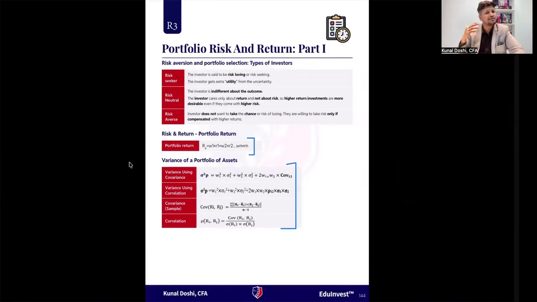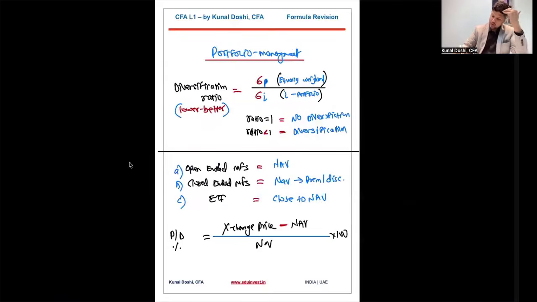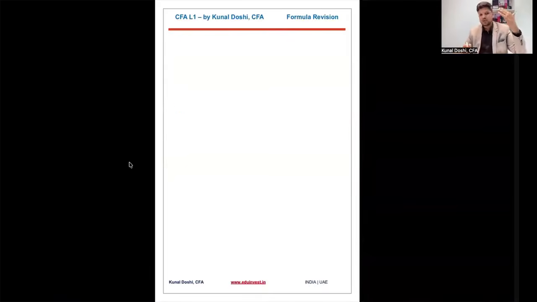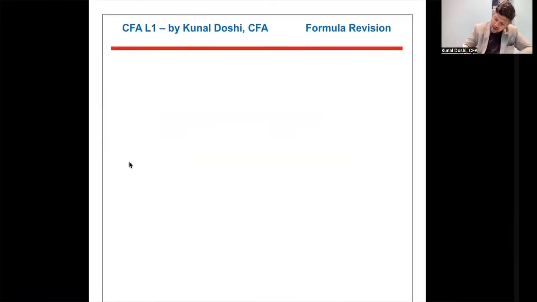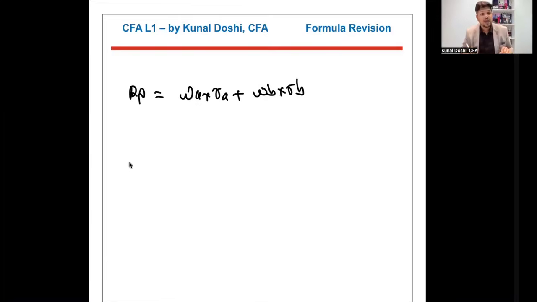This is where you will see the majority of the formulas, similar to what we did in quants. So let us repeat some of them. It's okay to repeat. We know portfolio return. Assuming two securities, portfolio return is weight of A into return on A, weight of B into return on B. But now see what I do.